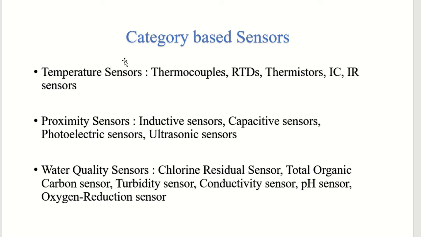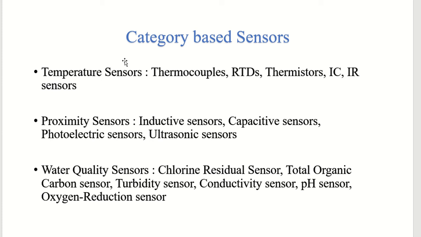Then you have total organic carbon sensors, which are used to measure the organic elements in water. We have turbidity sensors, which measure the suspended solids in the water. We have conductivity sensors, and conductivity measurements are carried out in industrial processes primarily to obtain information on total ion concentrations or dissolved compounds in water solutions. So they use a conductivity sensor in it.